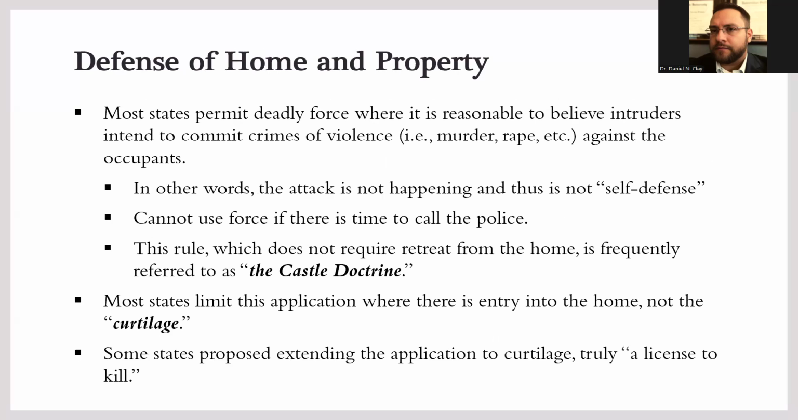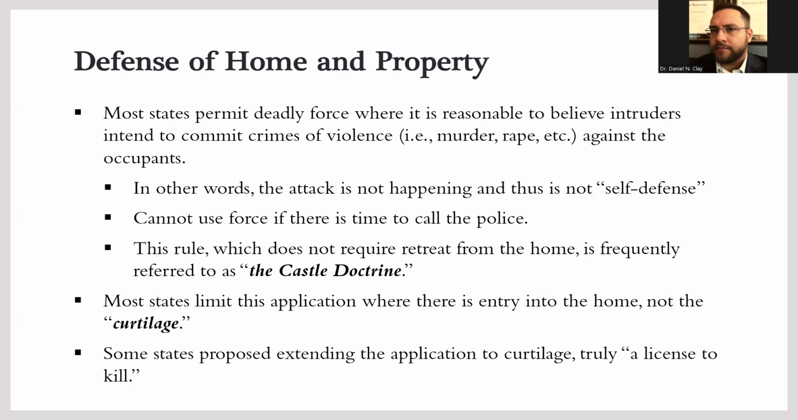Now, another question that comes up is what about if you're trying to defend your house or your property? Can you use deadly force, right, to defend your property? It's hard to say because it really depends on the situation and the scenario and the circumstances, right? So, in these scenarios, generally speaking, you can use deadly force if you believe an intruder is there to commit a crime of violence. So if somebody's breaking into your home, can you shoot them if you believe that they're going to come in and murder, rape, something like that?